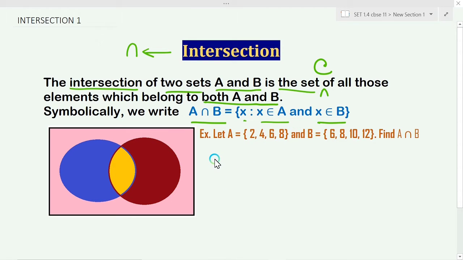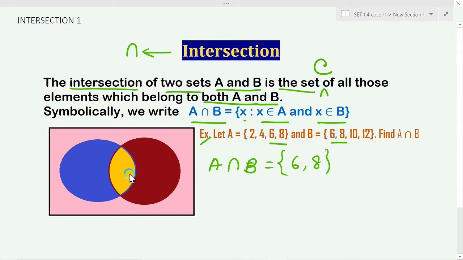So for this example, if we calculate A intersection B, we get the set which contains the common elements. The common elements between A and B are 6 and 8. So A intersection B contains the common elements of A and B, that is 6 and 8.